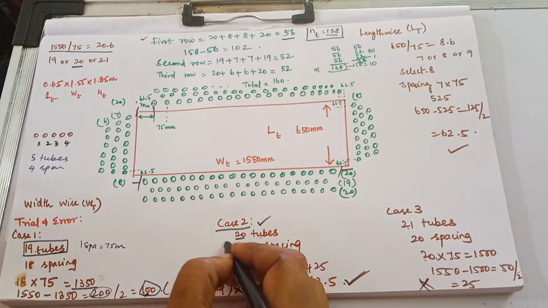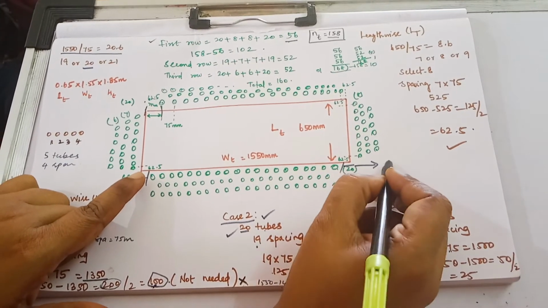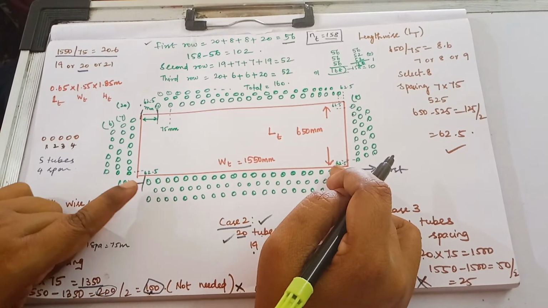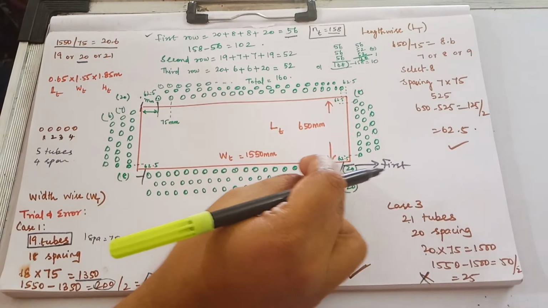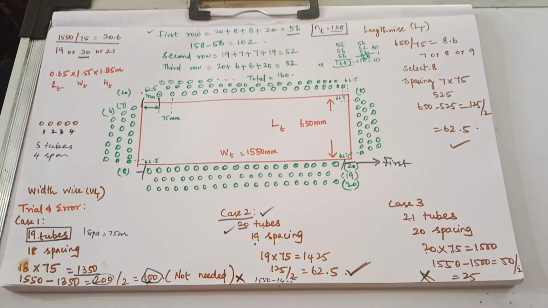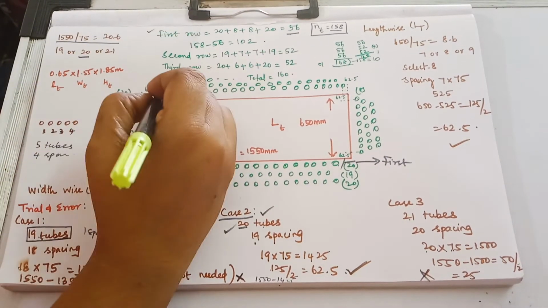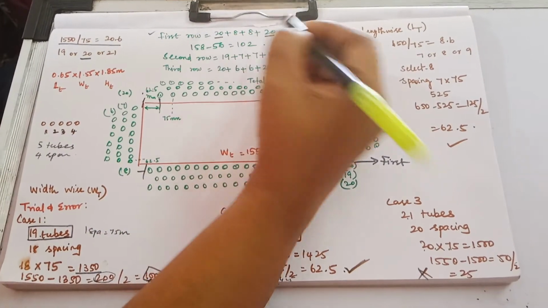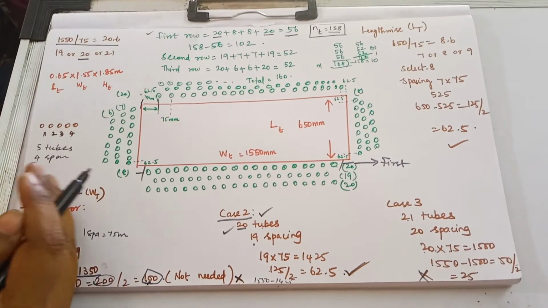So how many tubes do you have to keep? You have to keep 20 tubes. If you are keeping 20 tubes in the first row, on either side you can give 62.5 spacing. So this is the arrangement widthwise. Now you are keeping only 20 tubes on this side, and both sides are equal. Here also you can give 20 tubes. So the first row consists of 20 widthwise, and lengthwise you can also keep the tubes, which you have to calculate.